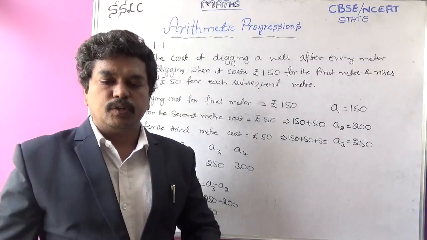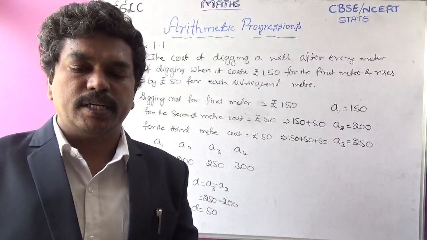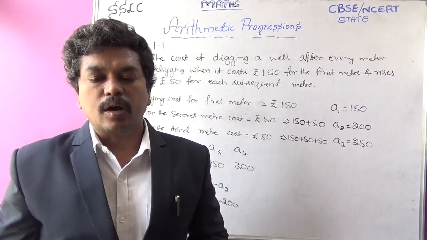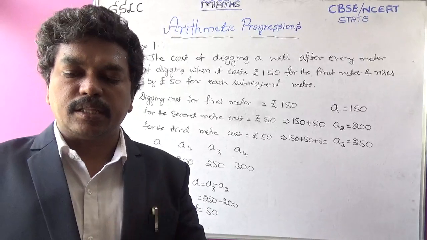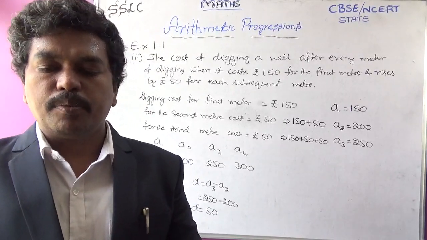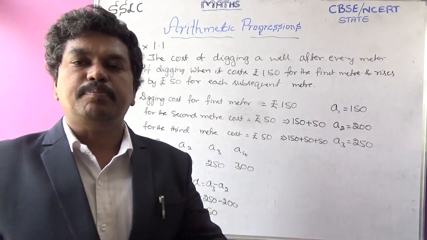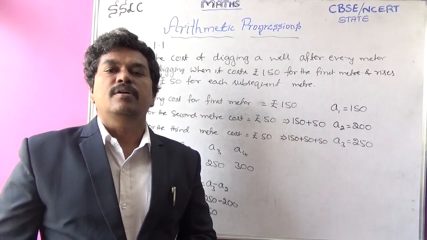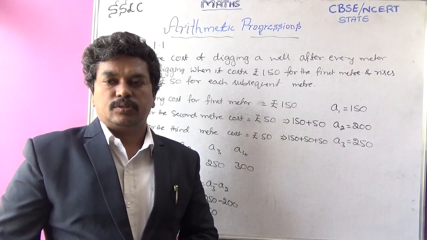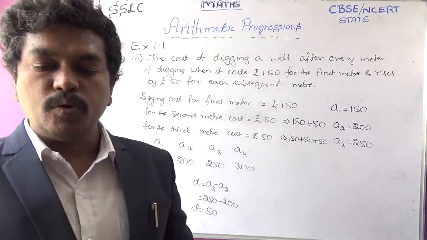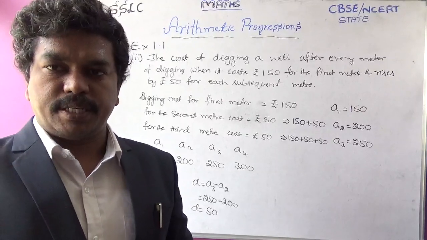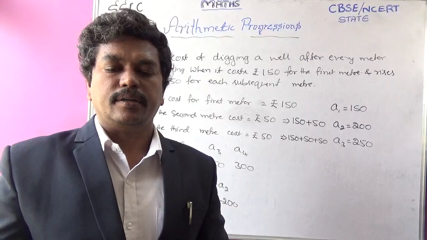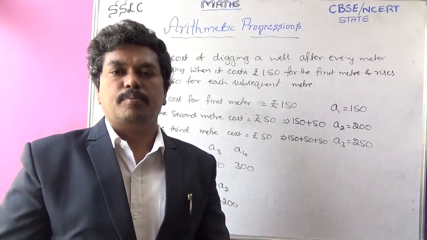Then for your work, there is a last one. You have to try it. The amount of money in the account every year when rupees 10,000 is deposited at compound interest at the rate of 8 percent per annum. You have to find out the compound interest. You have to use the formula for compound interest. So you have to find the amount at the end of the first year, the amount at the end of the second year, and the amount at the end of the third year, using the compound interest formula.